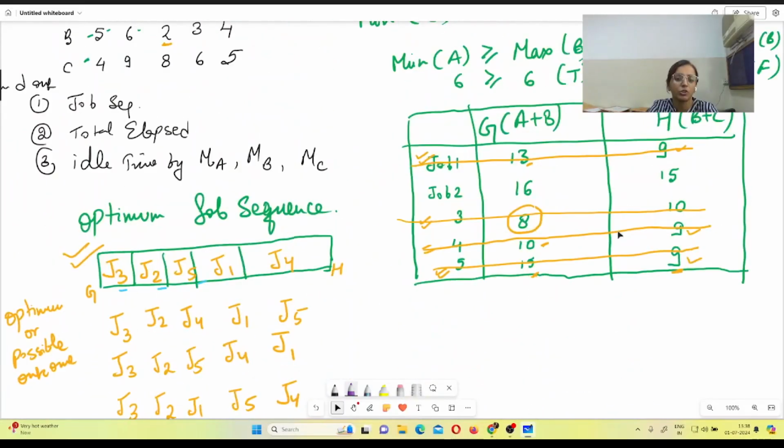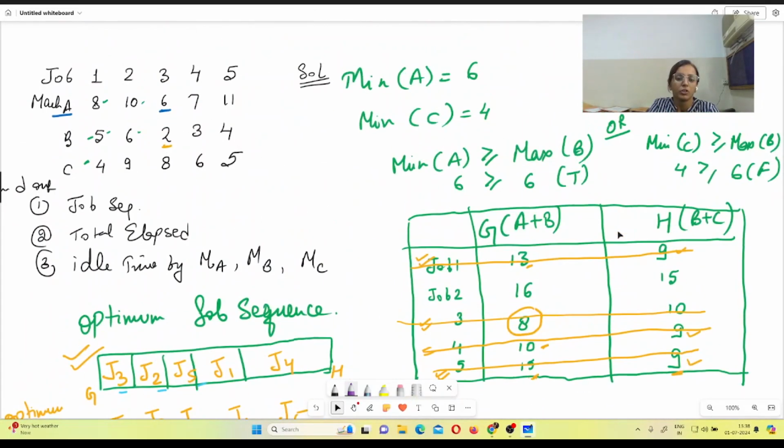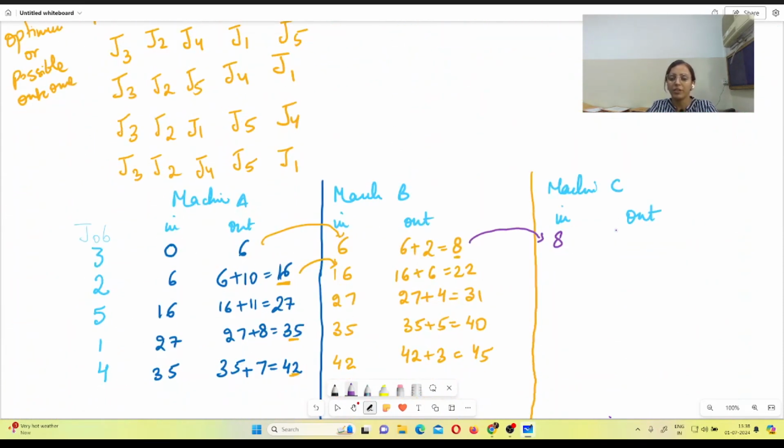Check it up here. Job 3 is this, and machine third is 8. Yes, again the same process. 8 minutes already we started off, and 8 minutes on the processing. So that means 8 plus 8, and it will be 16. Now this is 16. Machine C completed the work in 16, but machine B is still working and it will be over at 22.